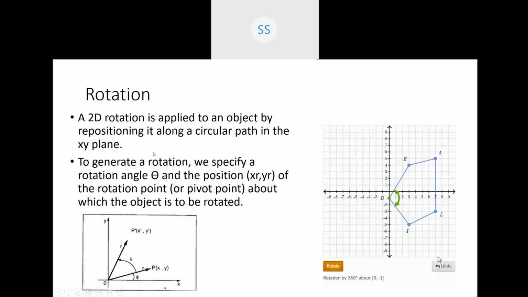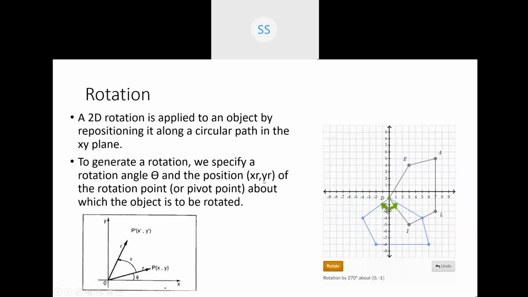Now, to generate a rotation, we have to specify by what angle we are rotating at a particular instant. Here we are saying by what angle we rotate at a particular instant. And that angle is denoted by the symbol theta.